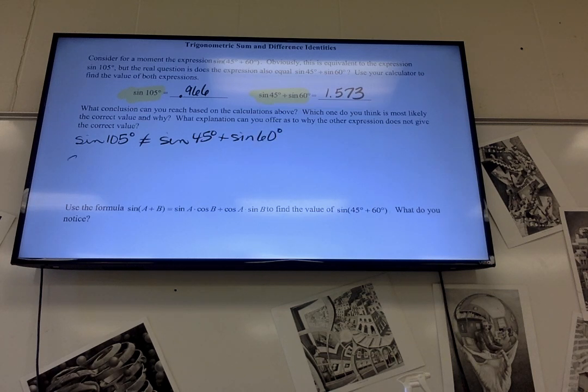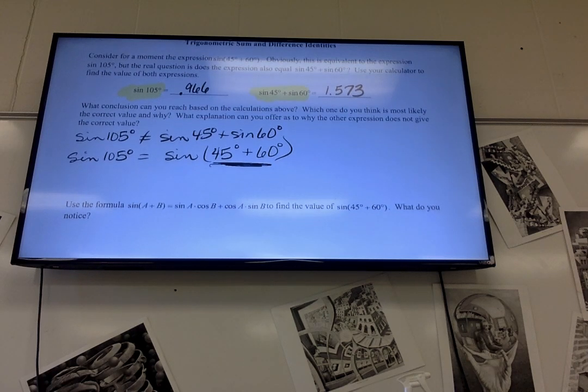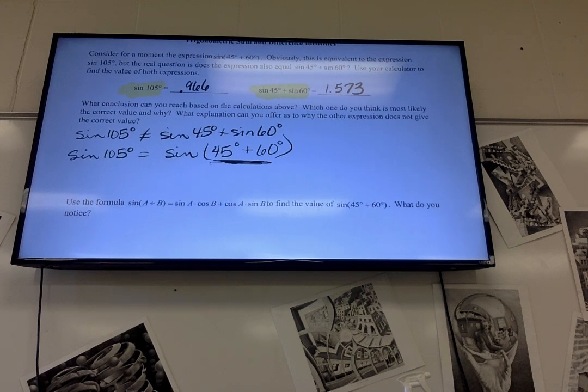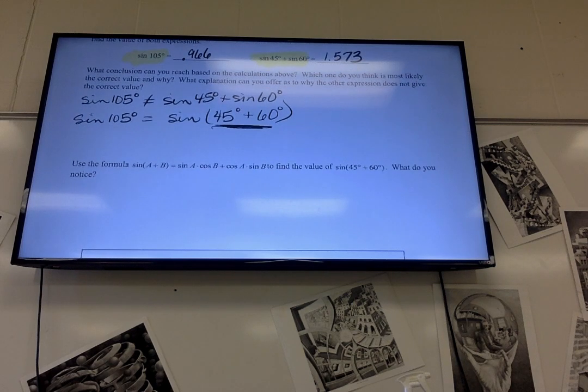However, the sine of 105 is equal to the sine of parentheses 45 plus 60 degrees, because the order of operations would have you add these first before you took the sine of them. Now there is a formula for these. It's called one of the sum formulas. We have a sum and difference formula. It's right here.